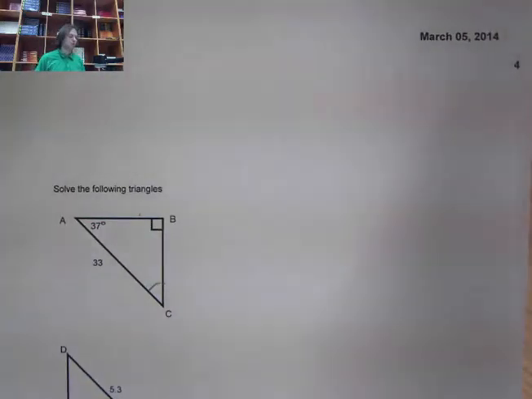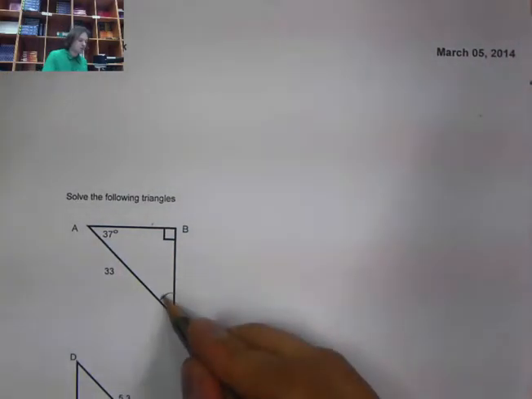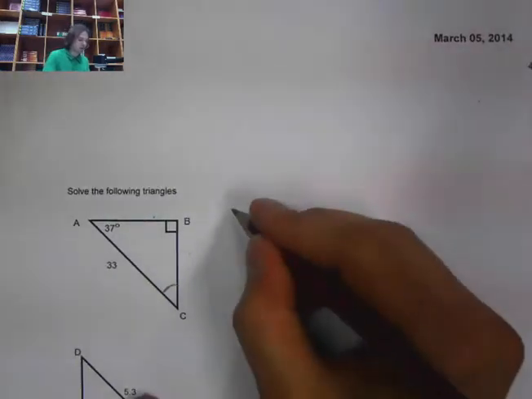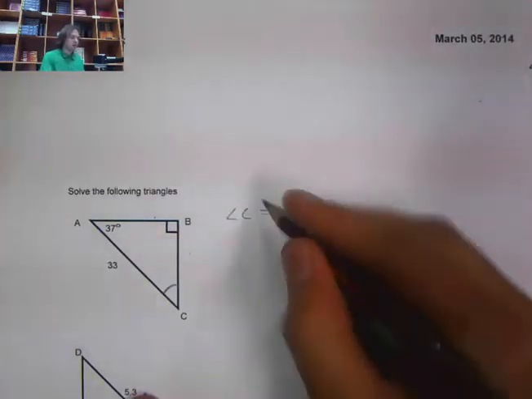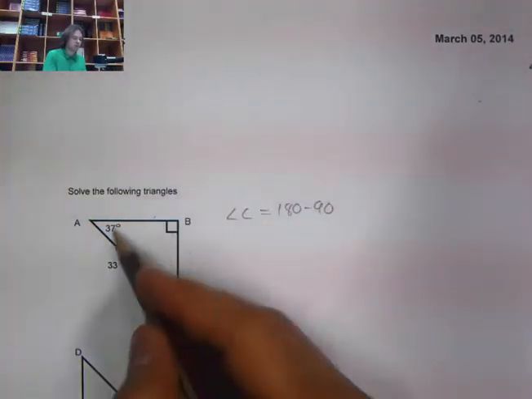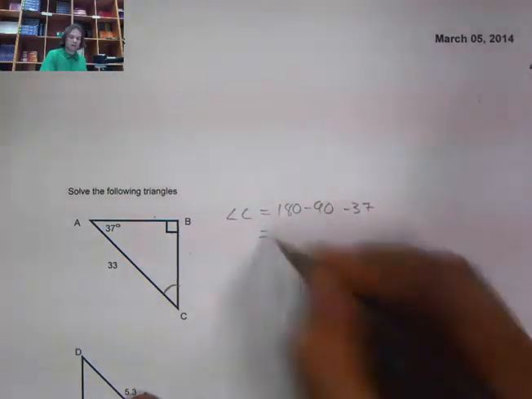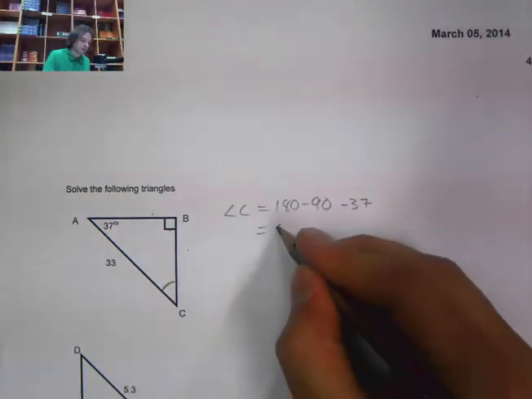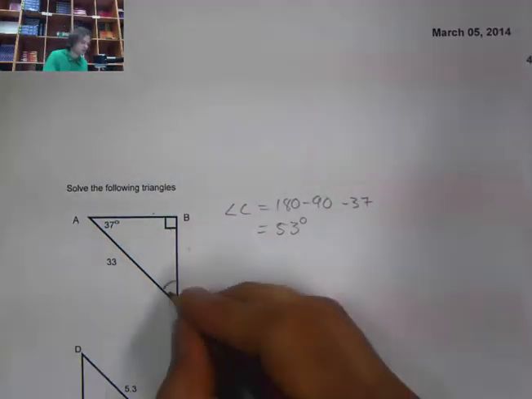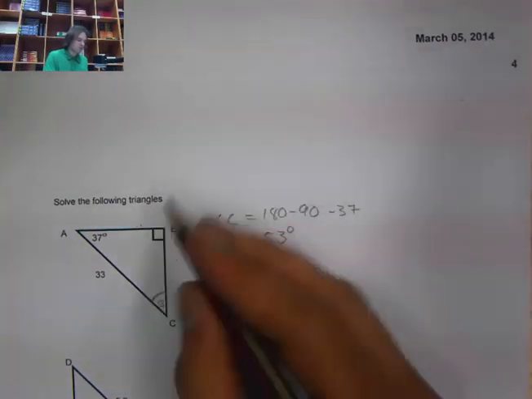So this last one wants us to solve the following triangles. So when we say solve the following triangles, we want to find out every side and every angle. So let's start with my angles. I want to figure out what angle C is. Well, that's going to be 180 minus 90, because all triangles add to 180, and then I'm going to minus 37. Okay? So if I do that, that's going to end up giving me 53 degrees. Alright, so now I know this is 53.